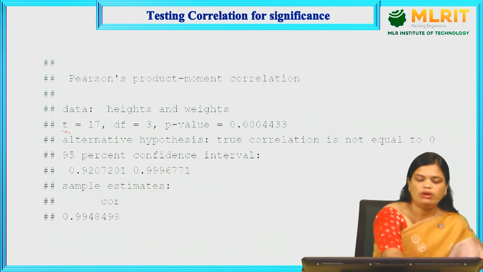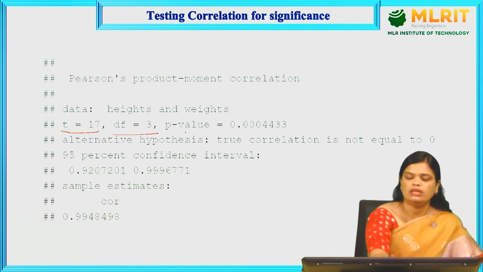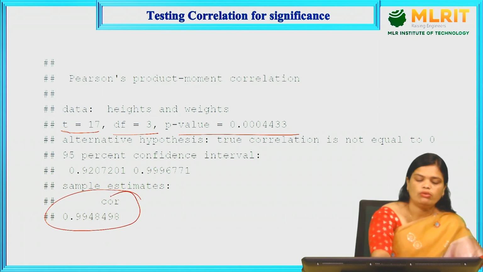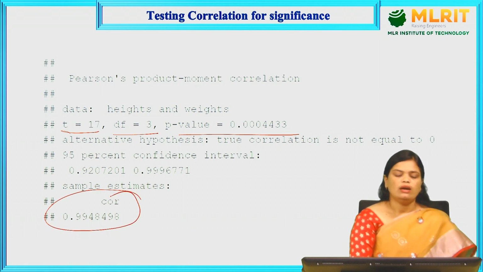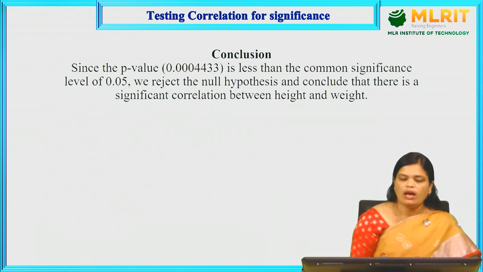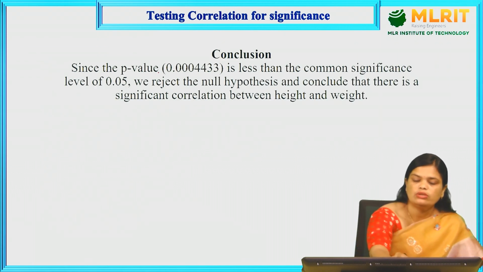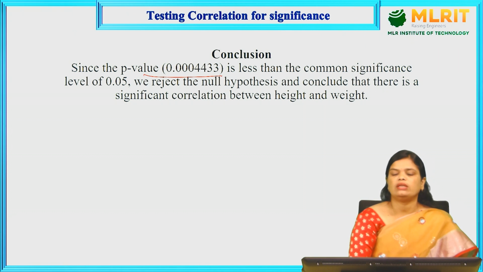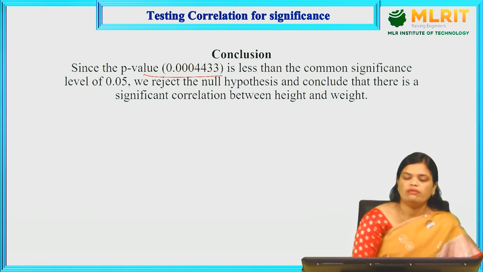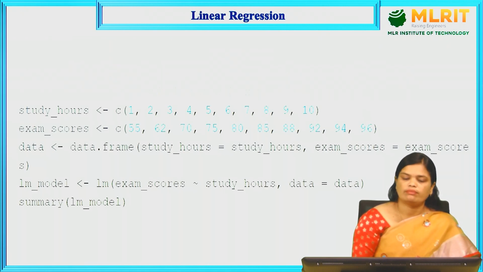Here the t value I have got is 17, the df value is 3, the p value I have got is 0.0004433. Based on this, I have got the correlation value of 0.9848498. And the conclusion: the p-value 0.000443 is less than the common significance level of 0.05. We reject the null hypothesis and conclude there is a significant correlation between the height and the weight.